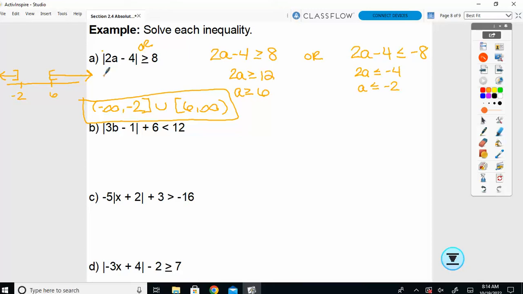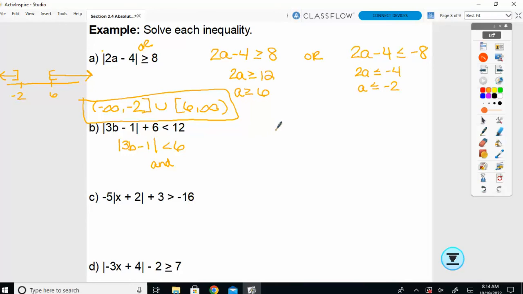Okay. So for B, what do we have to do before we do anything else on this problem? Right, you have to get your absolute value by itself, even before you decide if it's an and or an or statement. So if I subtract my 6, okay, so this is a less than. Is that and or?